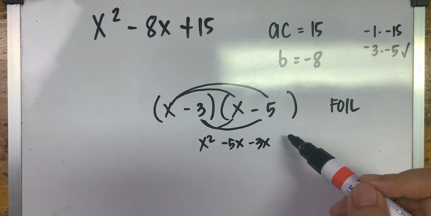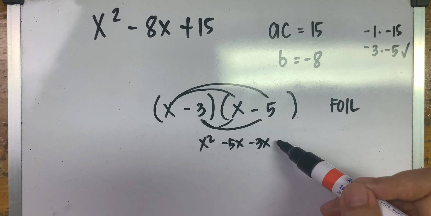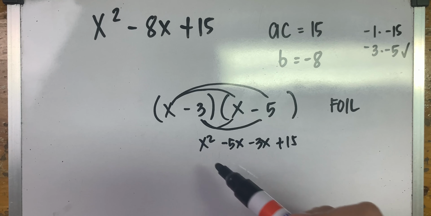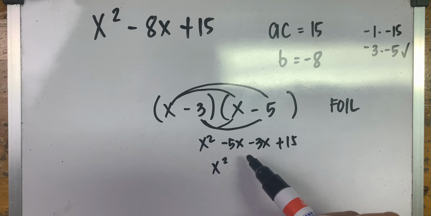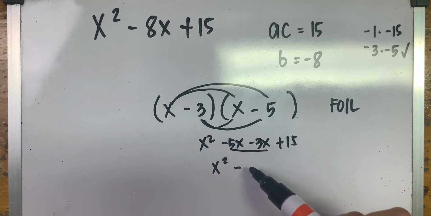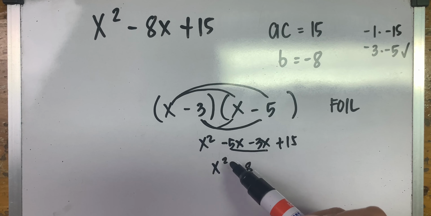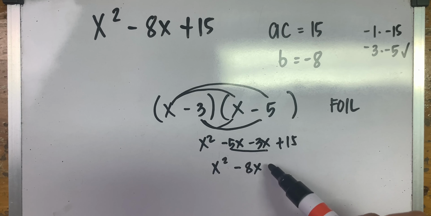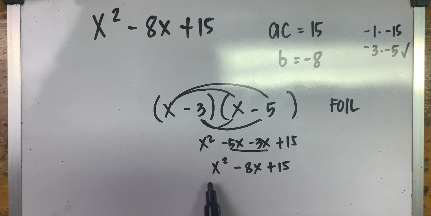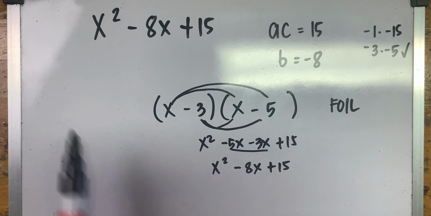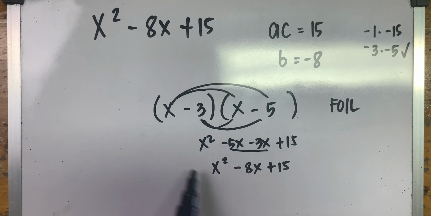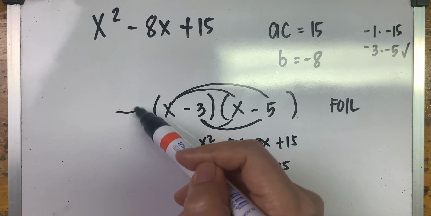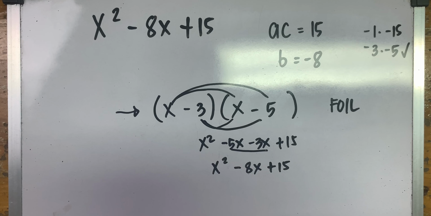And then last, negative 3 times negative 5 is positive 15. Okay, so combining like terms, we have negative x squared minus x 8x plus 15, which is the same as the given. So therefore, the factors of this one is x minus 3 times the quantity of x minus 5.